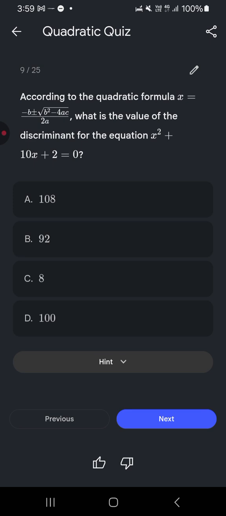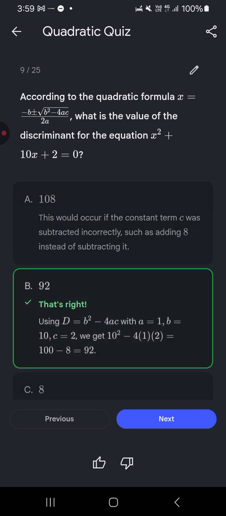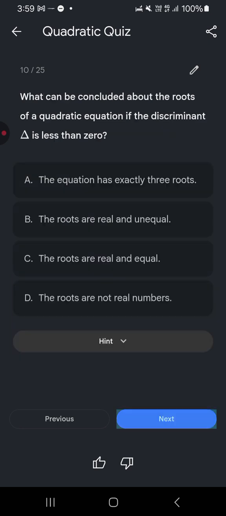According to the quadratic formula, x is equal to minus b plus minus root of b square minus 4ac upon 2a. What is the value of the discriminant for the equation x square plus 10x plus 2 is equal to 0? The answer will be B, that is 92. If we substitute the values correctly in b square minus 4ac, we get the answer, that is 92.